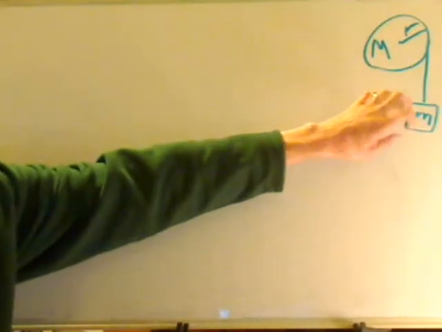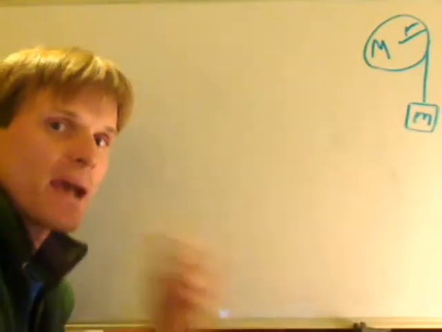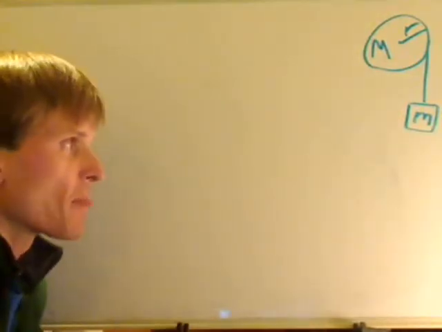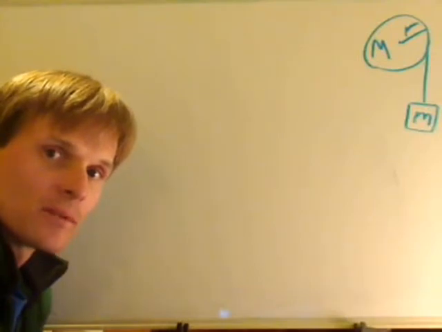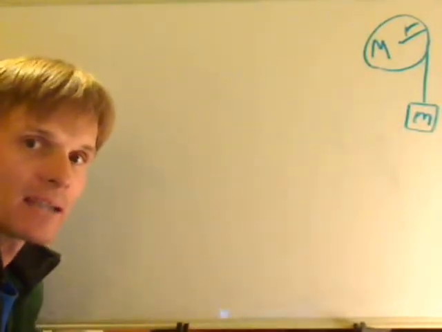This mass is released, the bucket's released, and it falls into the well about 4 meters. We want to calculate how long it takes to do that fall. The first step in doing this problem is we want to figure out what's the acceleration of this mass as it's falling. And then we can treat it like a normal motion problem. But for now we want to calculate the acceleration of that mass as it falls into the well.